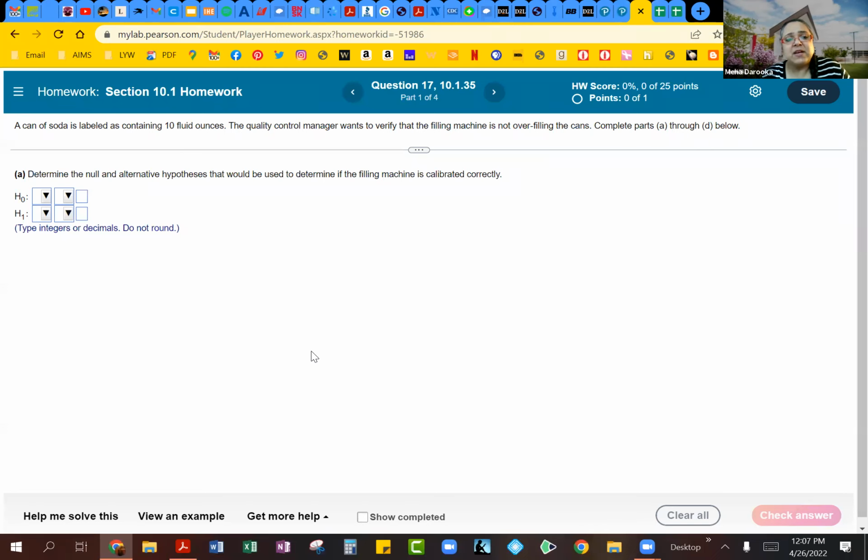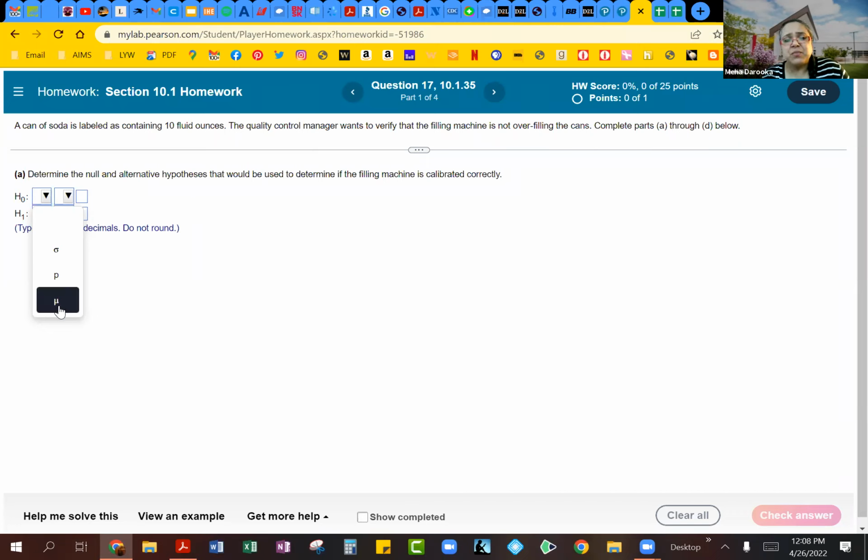Okay, so this one is saying a can of soda is labeled as containing 10 fluid ounces. The quality control manager wants to verify that the filling machine is not overfilling the cans. So, of course, they want to stay as close to those 10 fluid ounces as possible. They don't want to go over, possibly not even under. So in this case, we are talking about the average capacity, the average volume of the can of soda.